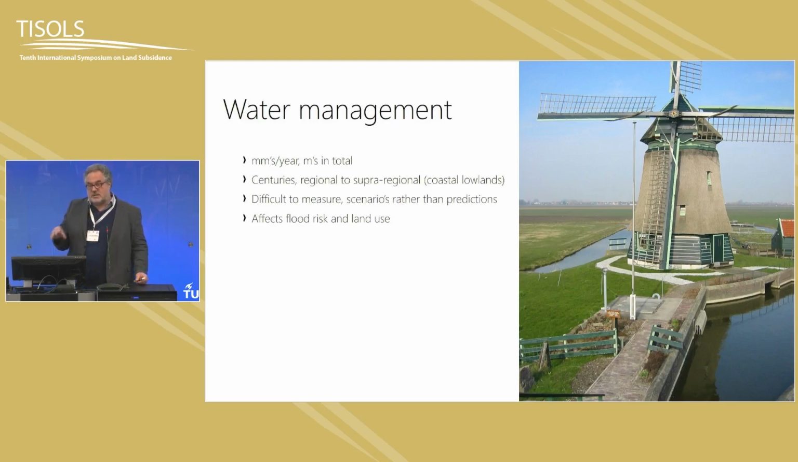It is a process where the typical time scale is that of centuries, and the scales are regional to supra-regional. It affects the entire coastal plain of the Netherlands. Well, this is a small country, but even so. And it is difficult to measure, actually. We don't measure it a lot. We can measure buildings, the built environment sinking, but sinking peatlands is another thing.